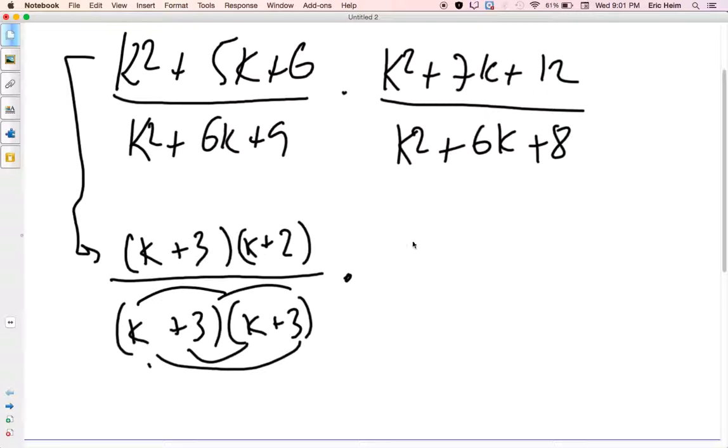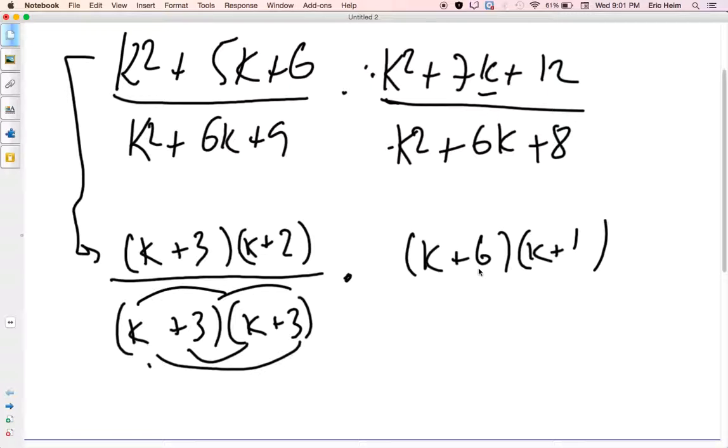k squared 7k 12. Again, I'm guessing this will factorize into something nice. Two numbers that multiply to make 12 and add to make 7 must be 6 and 1, especially since these are both k. If these had started with a number like 12k or 3k squared, it would be different. We have k and k, plus and plus. Since they're both k, it doesn't matter what the order is, 6 and 1. 6 times 1. Outer and inner: k, 1k plus 6k is 7k.